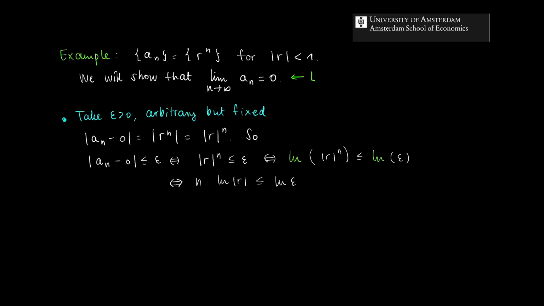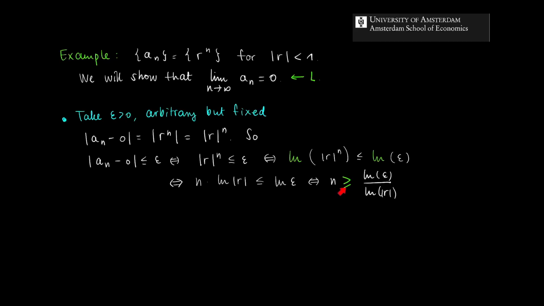Okay, we want to have a minimal value of n such that these relations hold. So we see that if we just take n larger or equal than ln of epsilon divided by ln of the absolute value of r, then we're done.